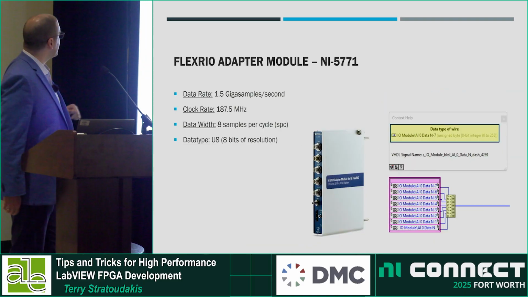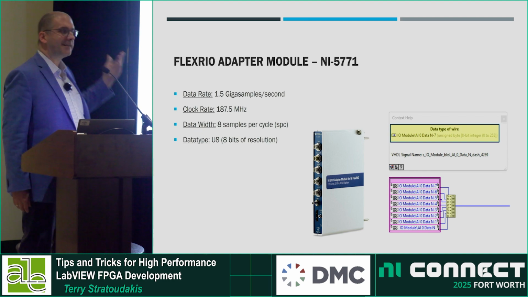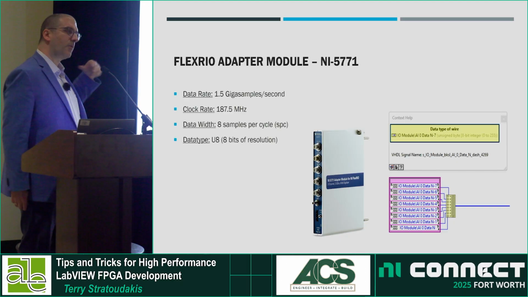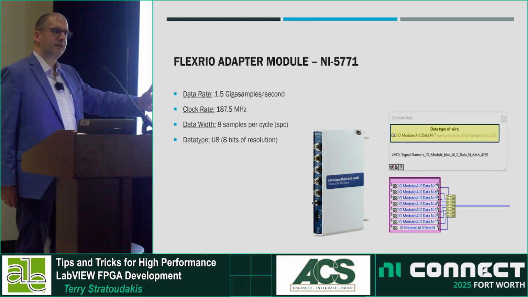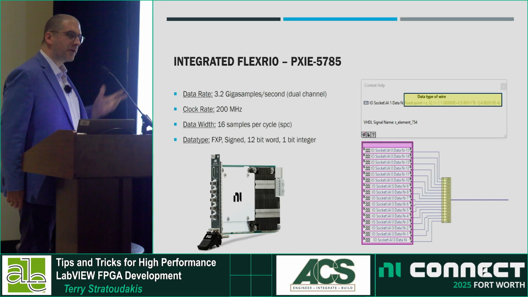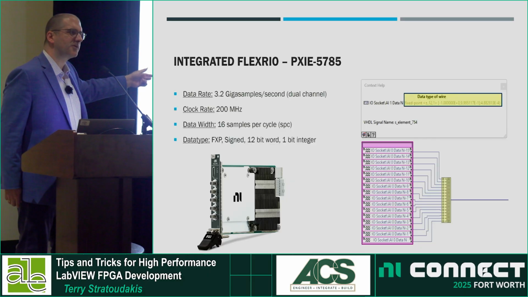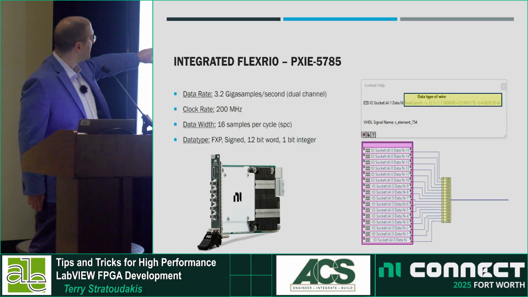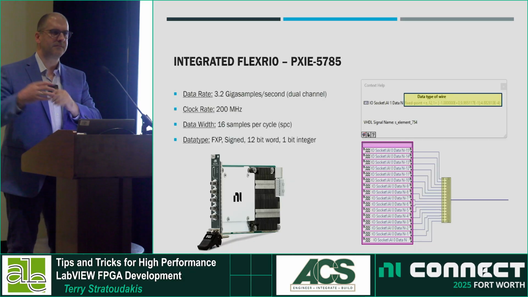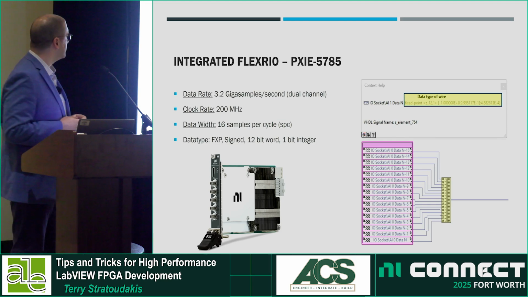I'm going to try to pick up the pace with some of these, but you get the idea. So here we have another adapter module. This one has 8 samples per cycle. It's running at 187.5 megahertz, and that could do 1.5 gigasamples per second. And then the integrated FlexRIO, this is 3.2 gigasamples per second, 200 megahertz, 16 samples per cycle. So you see that each cycle, every 5 nanoseconds, we're getting 16 samples. So that's how we realize such high rates and can process that data in the FPGA.